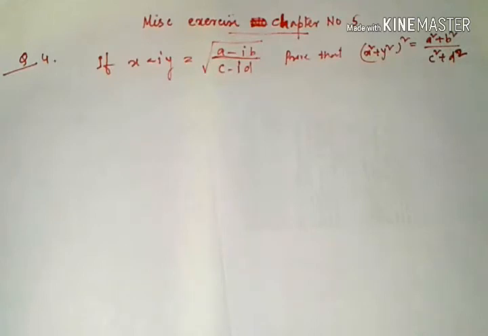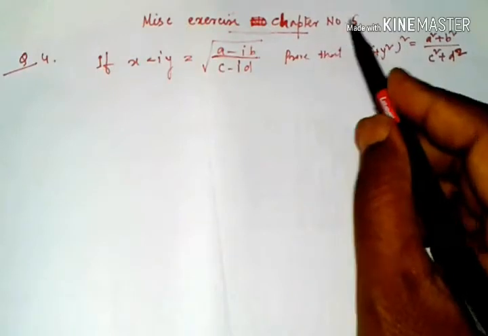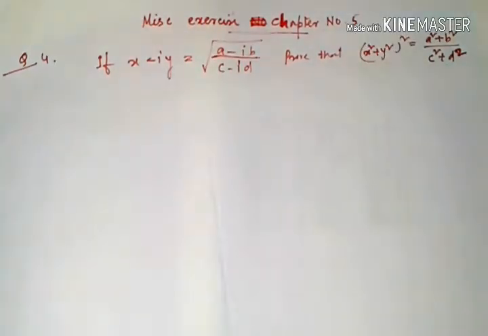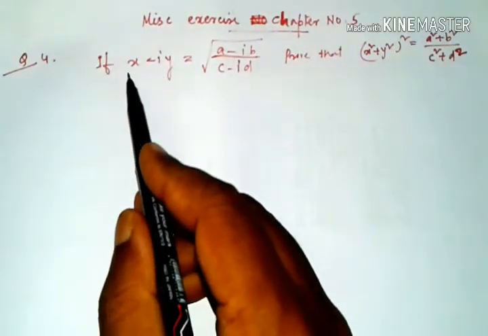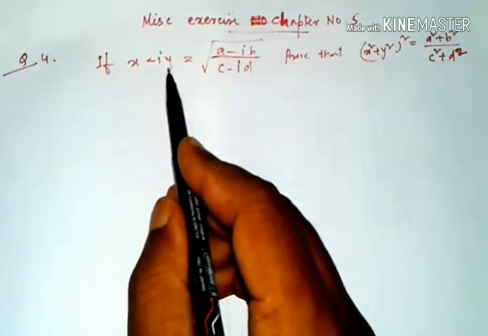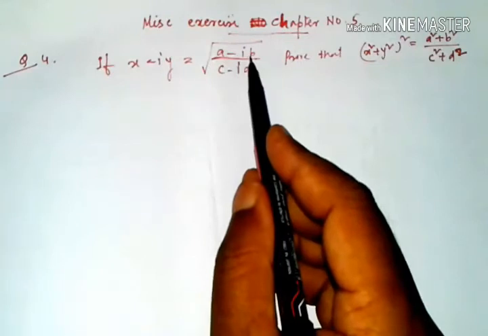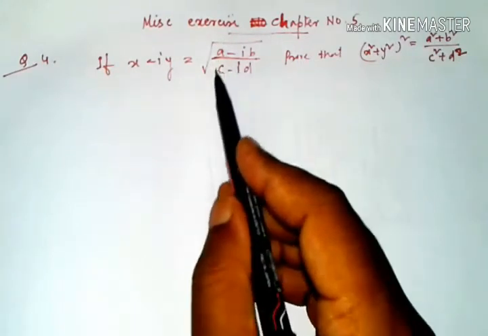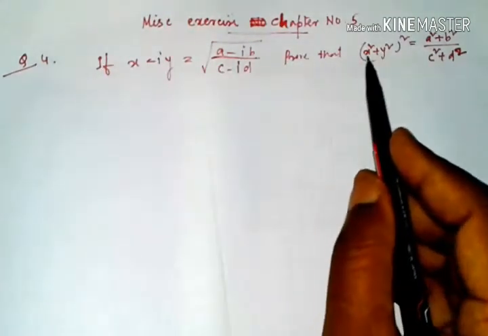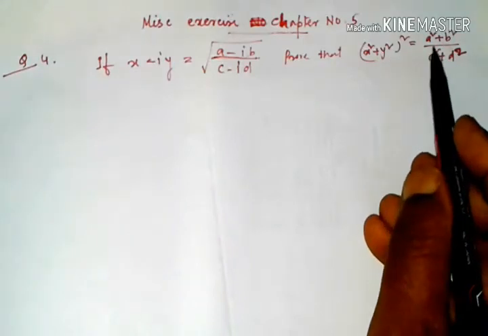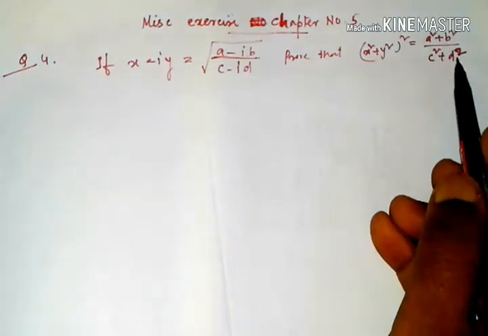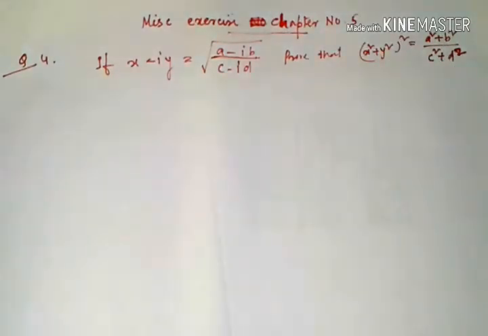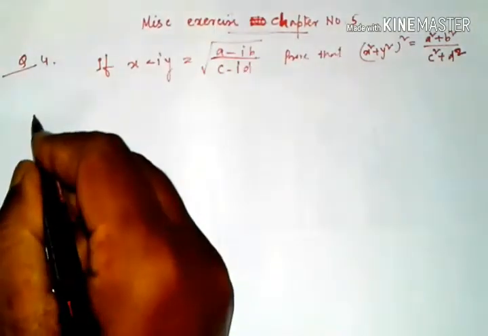Today I shall discuss some miscellaneous exercises in chapter number 5. Last class also I discussed some problems. Today the first problem is: if x minus iy is equal to the square root of (a minus ib) over (c minus id), prove that (x square plus y square) whole square is equal to (a square plus b square) over (c square plus d square). Solution.